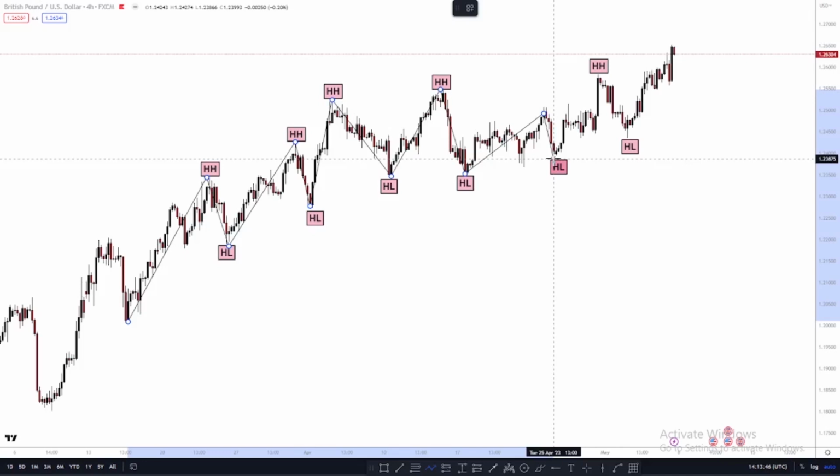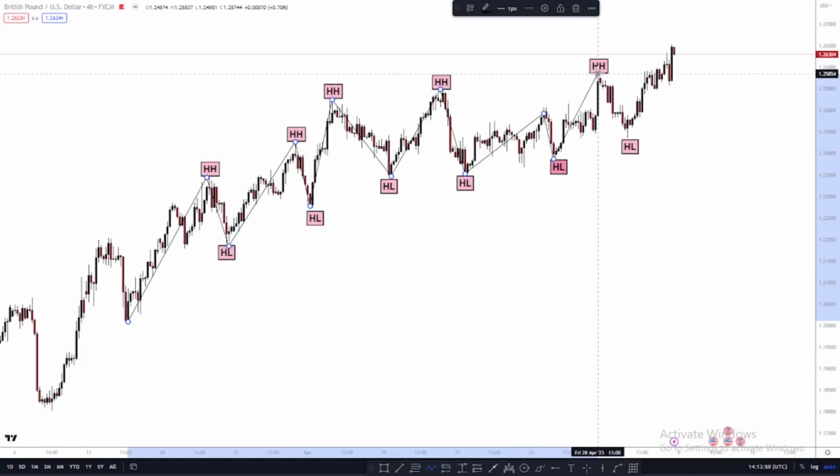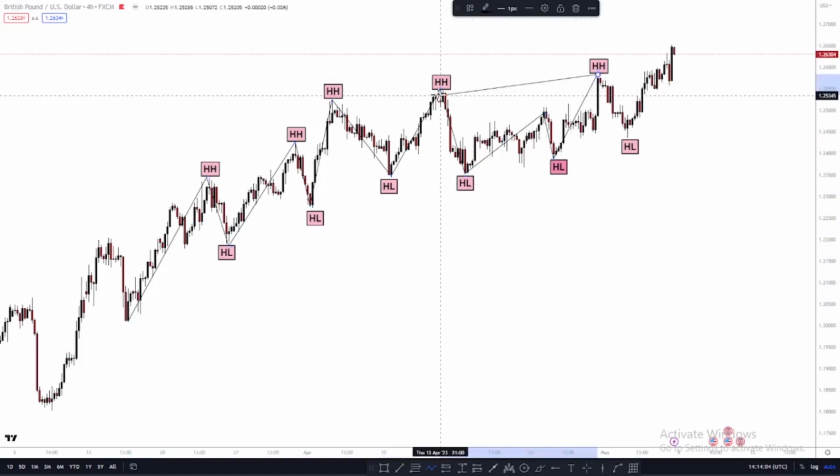After this higher low was created, what are we expecting price to do? We are expecting price to go back up and create a new higher high. Why is this a higher high? Because this higher high is higher than that of its previous high.